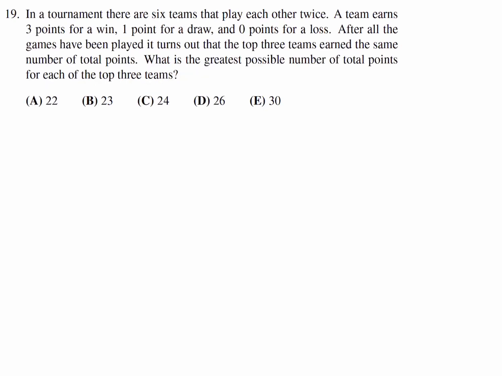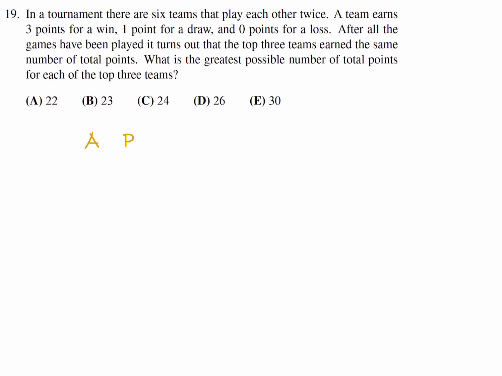In a tournament, there are 6 teams that play each other twice. A team earns 3 points for a win, 1 point for a draw, and 0 points for a loss. After all the games have been played, it turns out that the top 3 teams earn the same number of total points. What is the greatest possible number of total points for each of the top 3 teams?